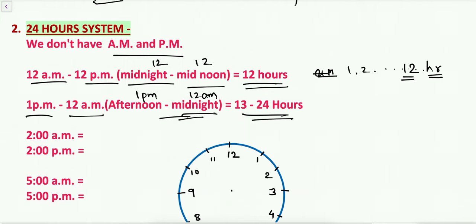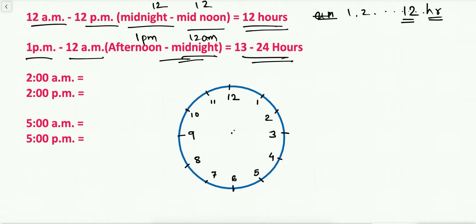See, midnight 12 o'clock is 12. Midnight 1 o'clock is 1 a.m., which is 1, midnight 2 is 2, midnight 3 is 3, 4, 5, 6, 7, 8, 9 o'clock in the morning is 9, 11 o'clock in the morning is 11, and 12 o'clock in the noon is 12. But 1 p.m., afternoon 1 p.m. will be, after 12, 13, that is 13.